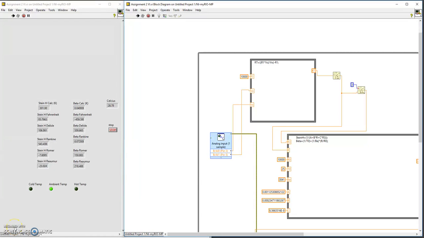My name is Mitchell Pitt with ID number 7568615, and this is my 10K thermistor temperature measurement system.